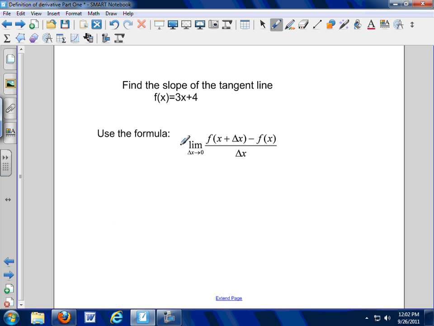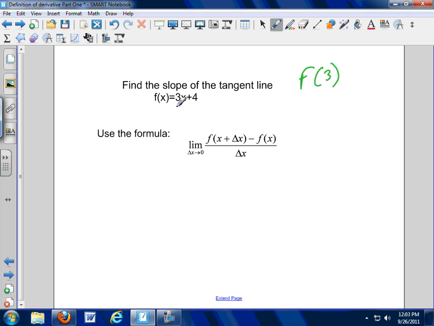Okay? Remember what it means to find the f of something? If I asked you to find the f of 3, what would you do? Put 3 in for x. So 3 times 3 is 9, plus 4 is 13. This particular formula is asking you to find the f of x plus delta x. So what are you going to do?